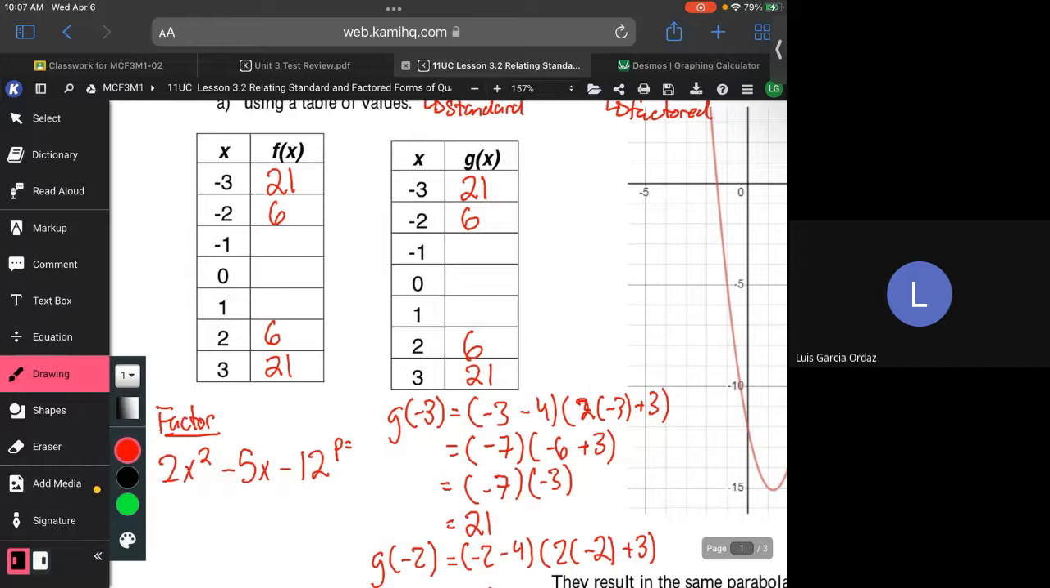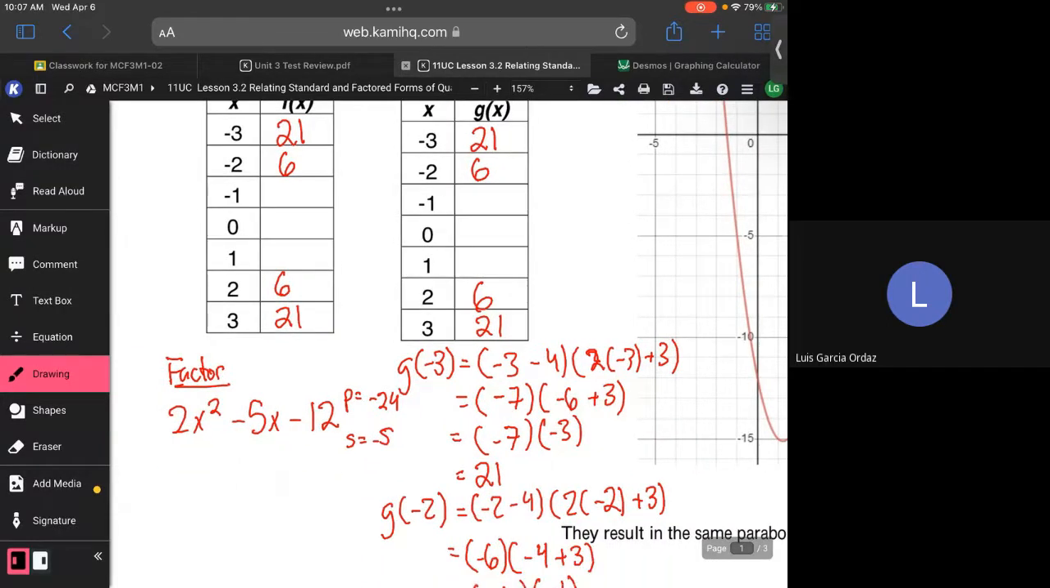Jade? Okay, and what's my sum? Okay. So what are two numbers that multiply to negative 24 and add up to negative 5? 8 and negative 3? Yeah. So negative 8 times 3 is equal to negative 24, which is good. And negative 8 plus 3 is equal to negative 5, which is good because that is what we want. It's negative 24 because it's 2 times negative 12, and my sum is always the number in the middle.